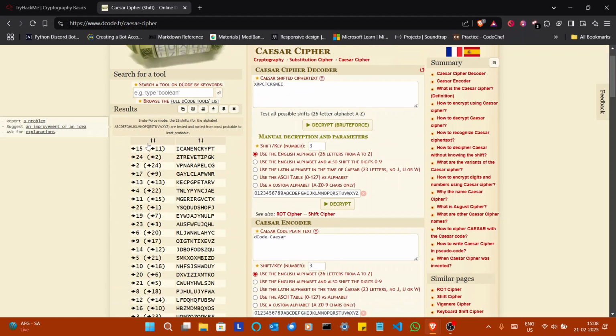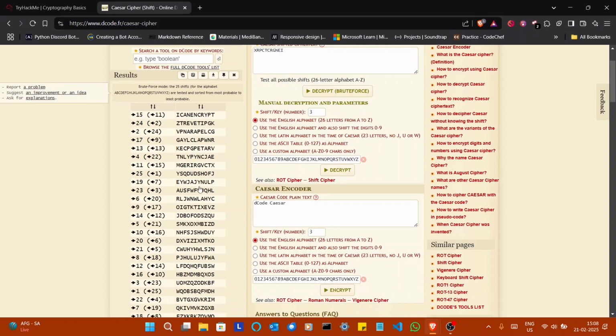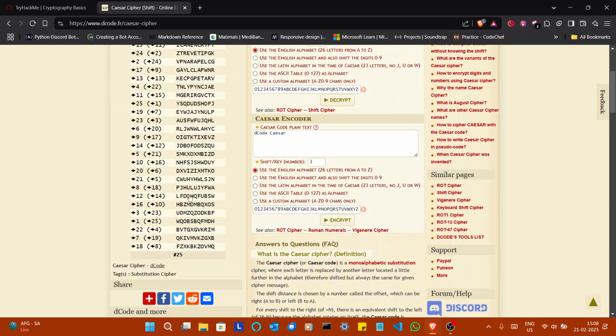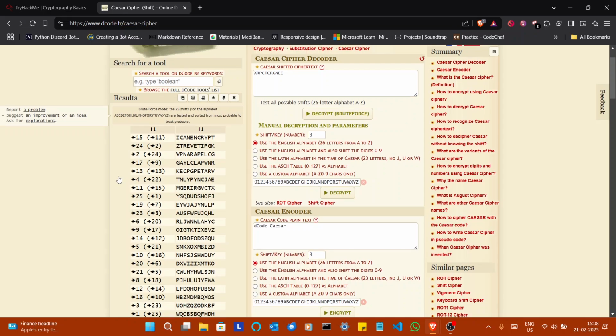we can see the results of all the keys applied here and all the plain text that is outputted. The decode.fr tool is smart enough to recognize the English words, so it has given the correct output in the first row. The key here is 15 to the right. Let's copy this.